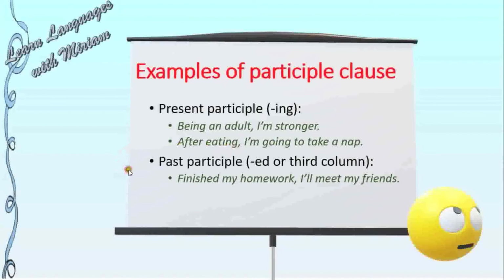And then we have the second type, the past participle. This ends in -ed, or we can use the third column. Example: Finished my homework, I meet my friends. What is the participle clause? This: finished my homework.